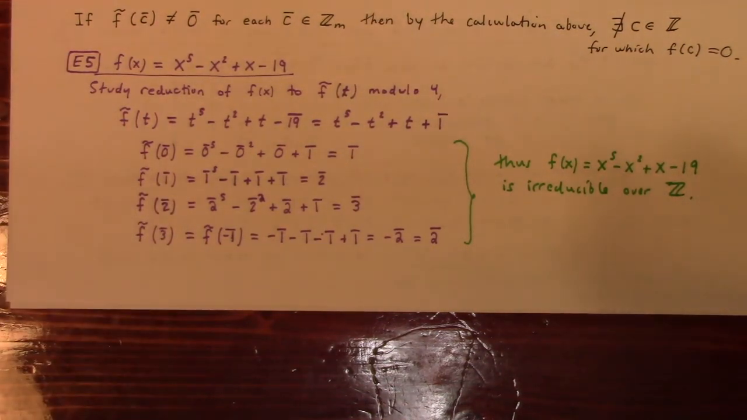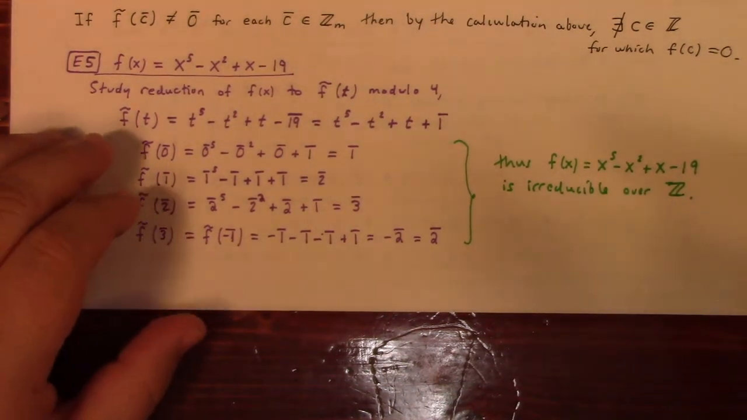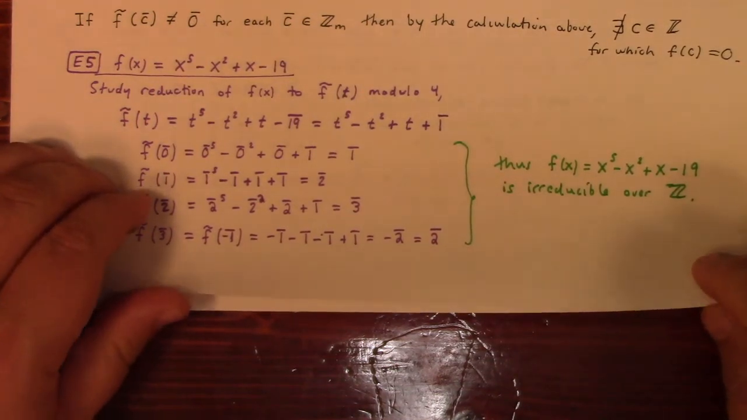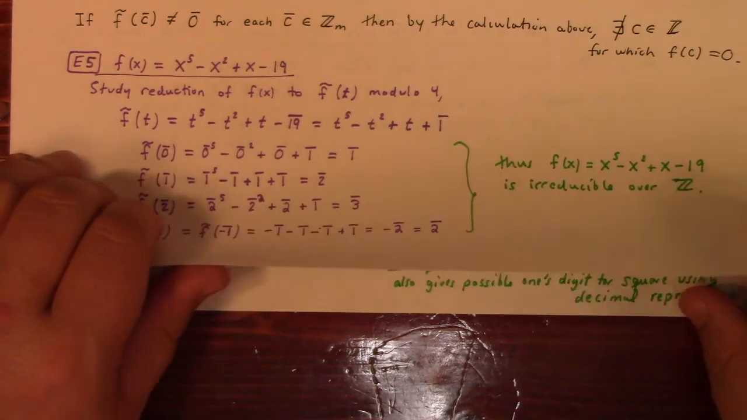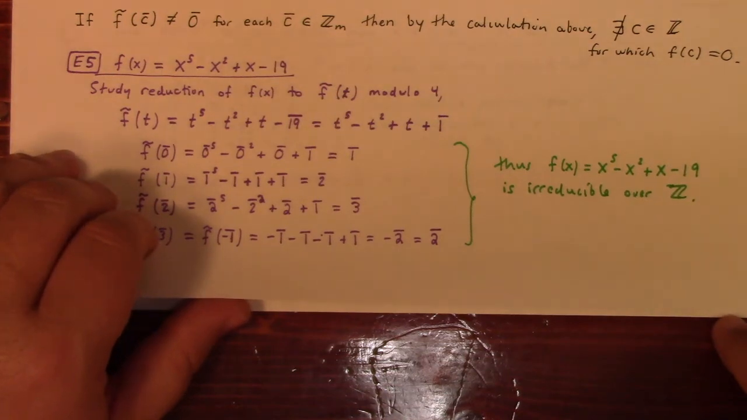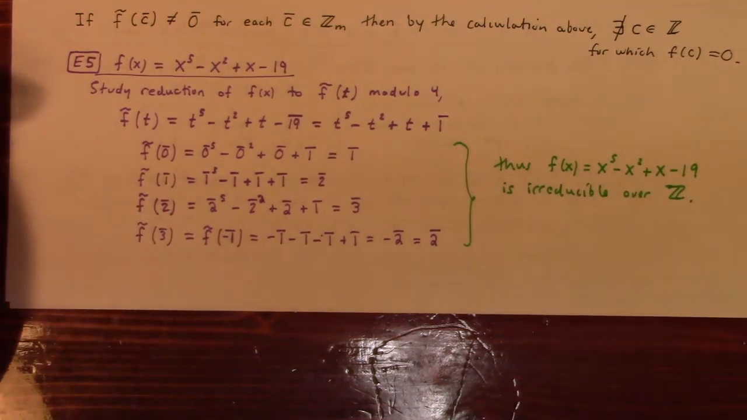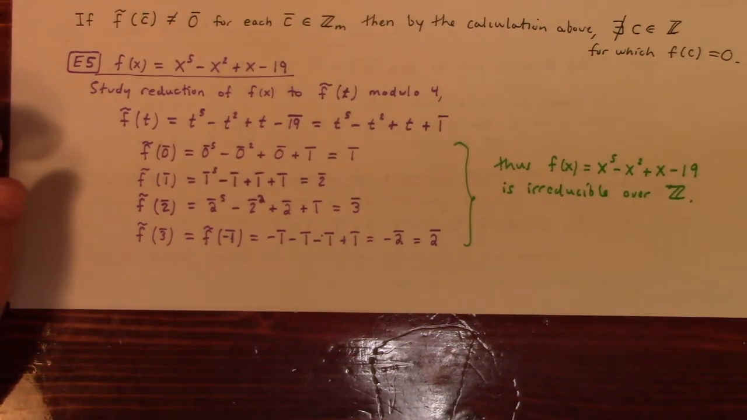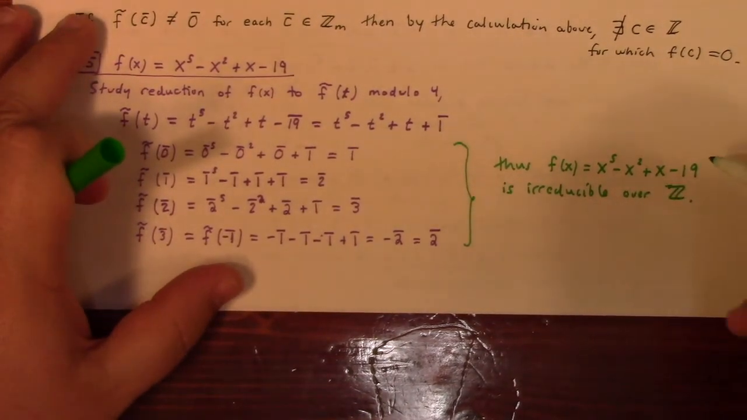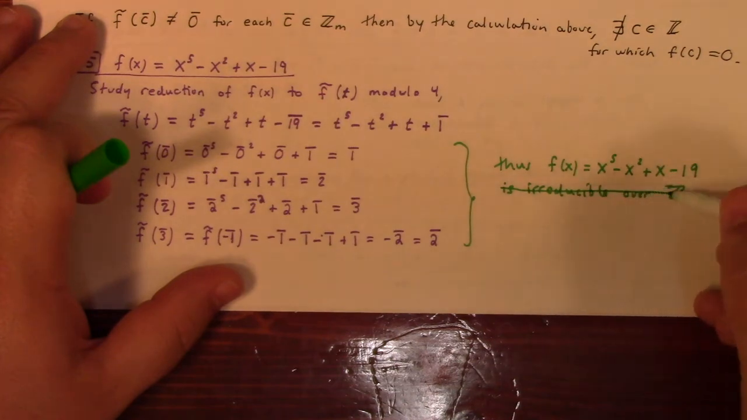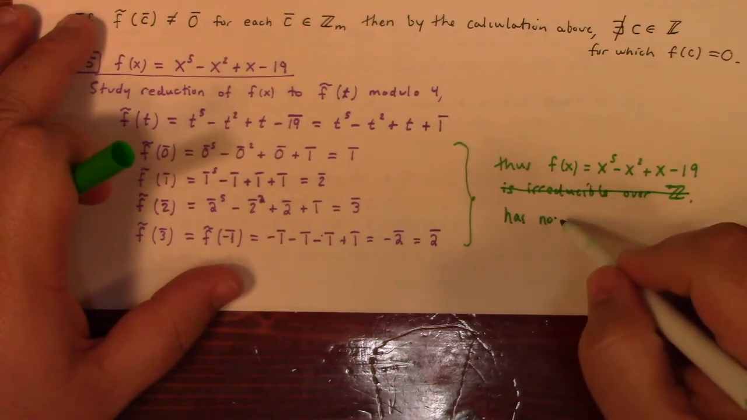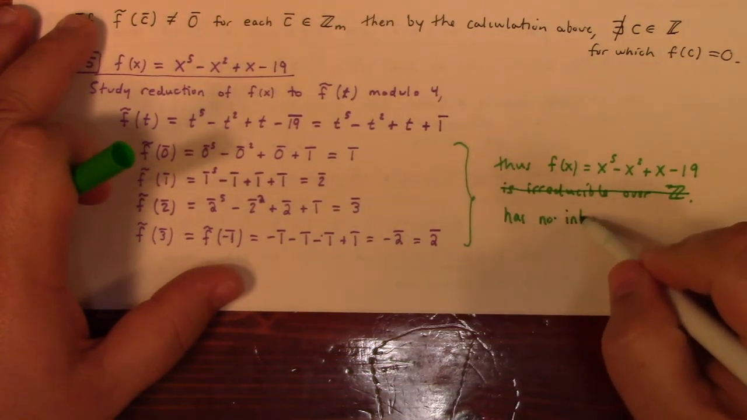So this is the other method I was talking about, in addition to Eisenstein's criteria, another helpful way to prove something's irreducible. All right. Well, I should be careful here. I don't think that proves it's irreducible over Z. Thus, this has no integer zeros.